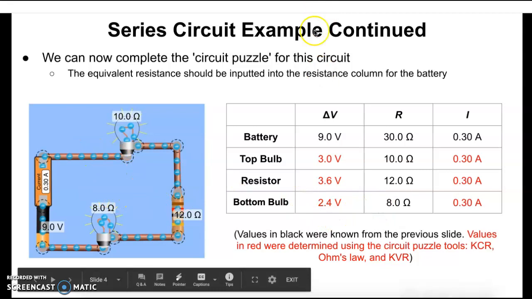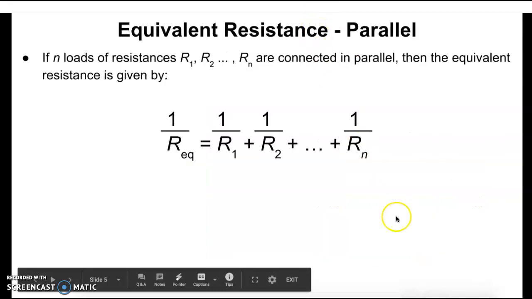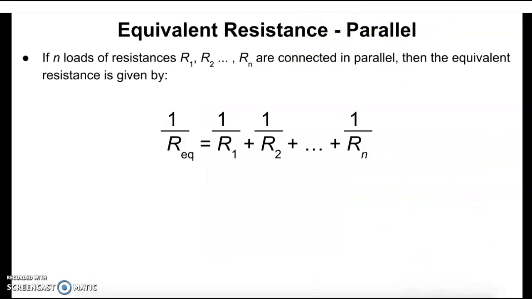All right, now I'll go to an example of a parallel circuit. The formula for a parallel circuit's equivalent resistance is actually quite a bit more complicated. It's 1 over equivalent resistance equals 1 over the first resistance plus 1 over the second resistance, etc., all the way up to 1 over the last resistance.